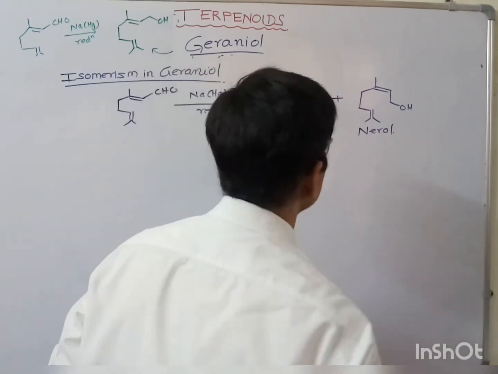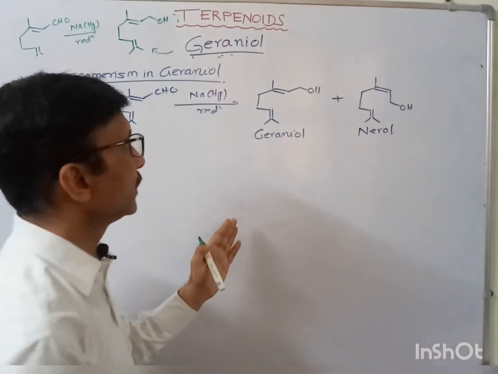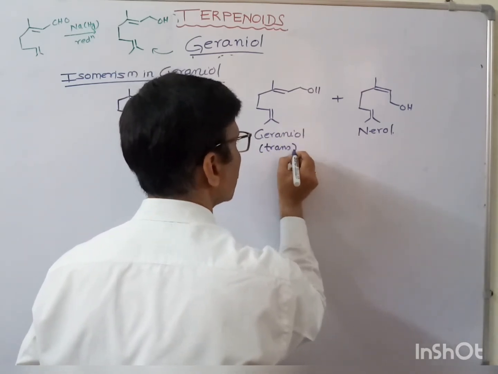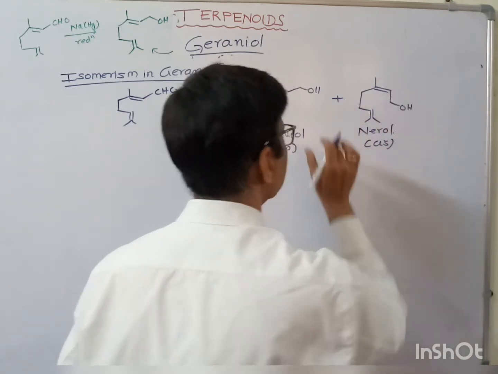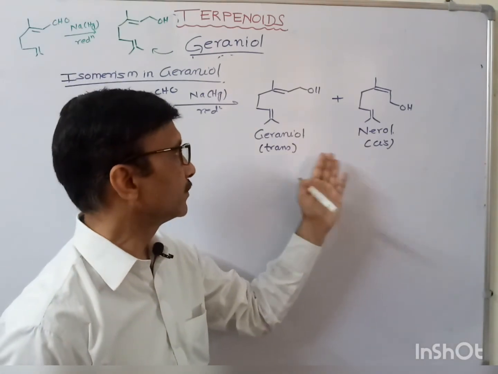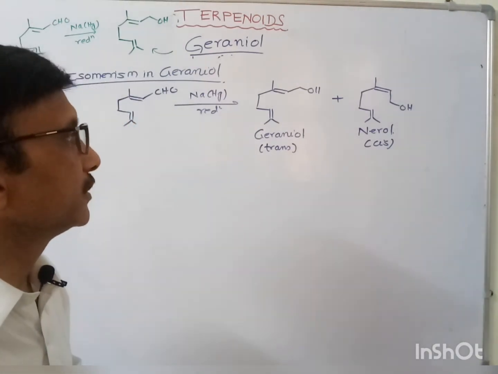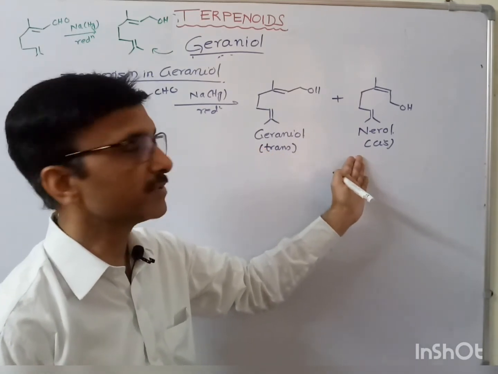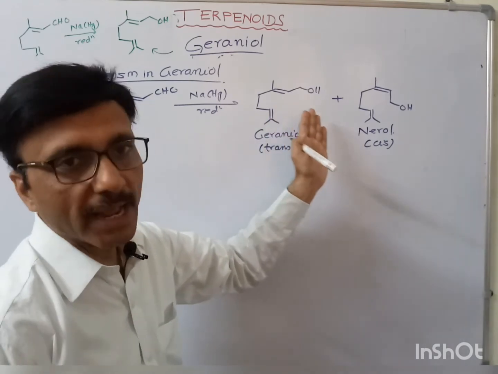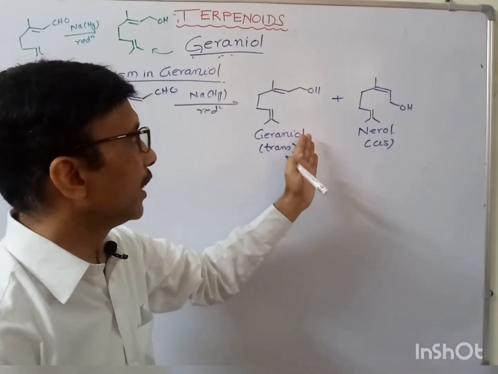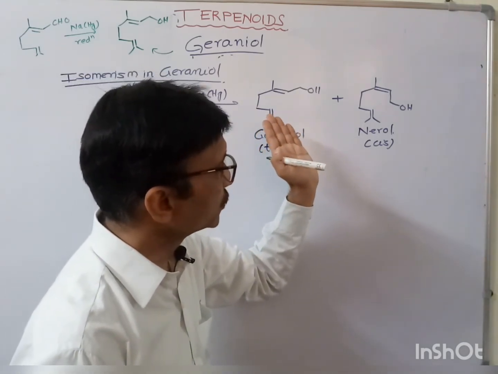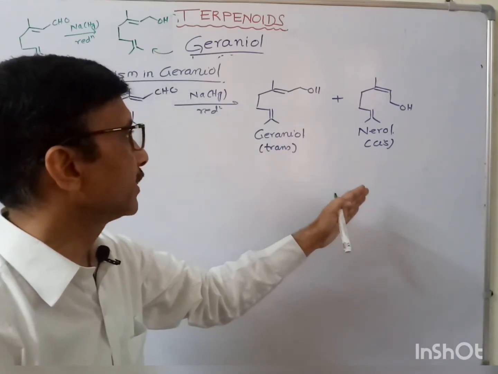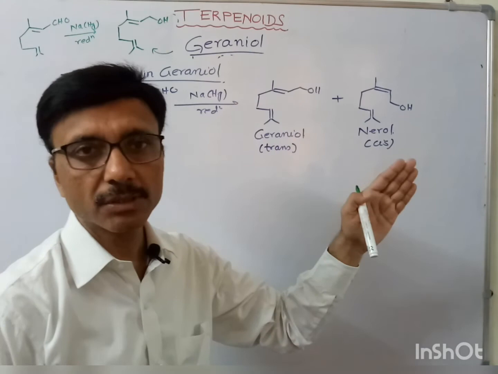Now how can we confirm that these are the two? This is the trans isomer and this is the cis isomer. The formation of this cis isomer and trans isomer is confirmed if we heat this in presence of H2SO4. If we heat geraniol and nerol in presence of H2SO4, then it gives alpha terpineol. The reaction from nerol to alpha terpineol is much faster in comparison to when geraniol is converted into alpha terpineol.